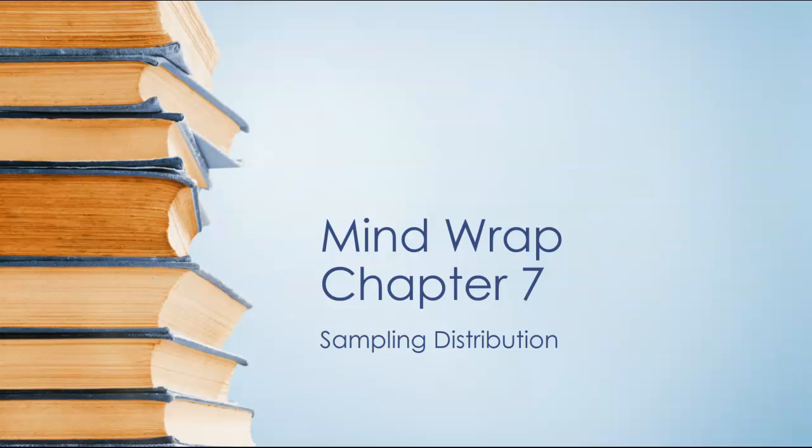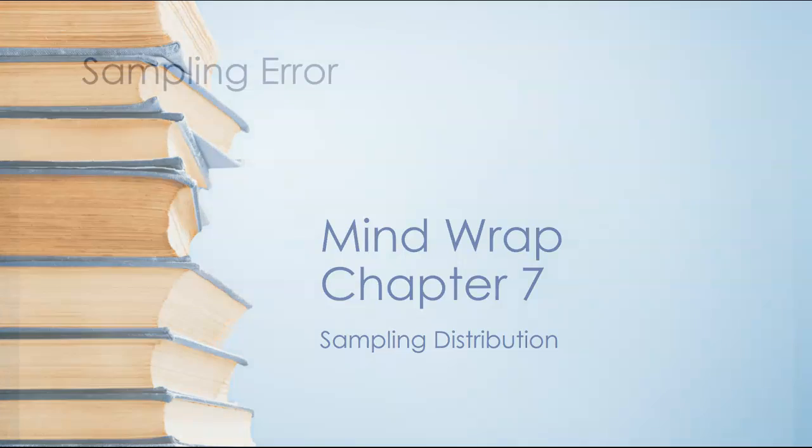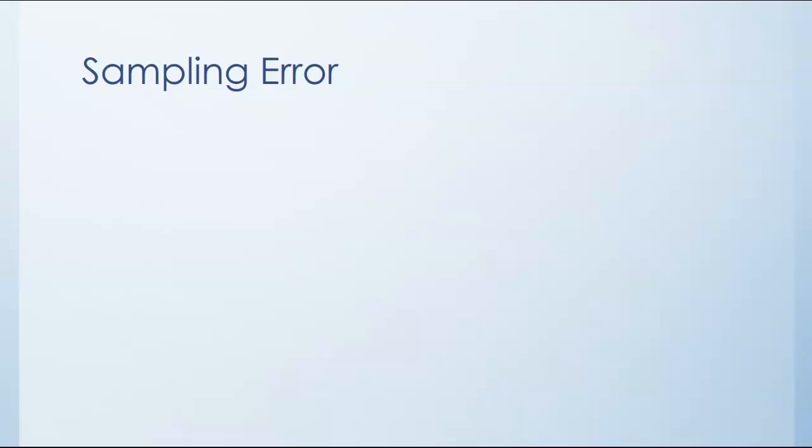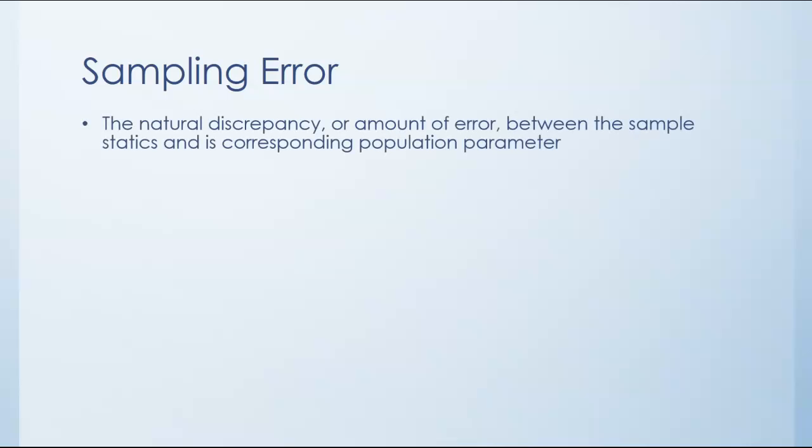So in this video, we are going to be talking about sampling distributions. So let's start off with talking about sampling error. Sampling error is the natural discrepancy or error between a sample statistic and its corresponding population parameter.